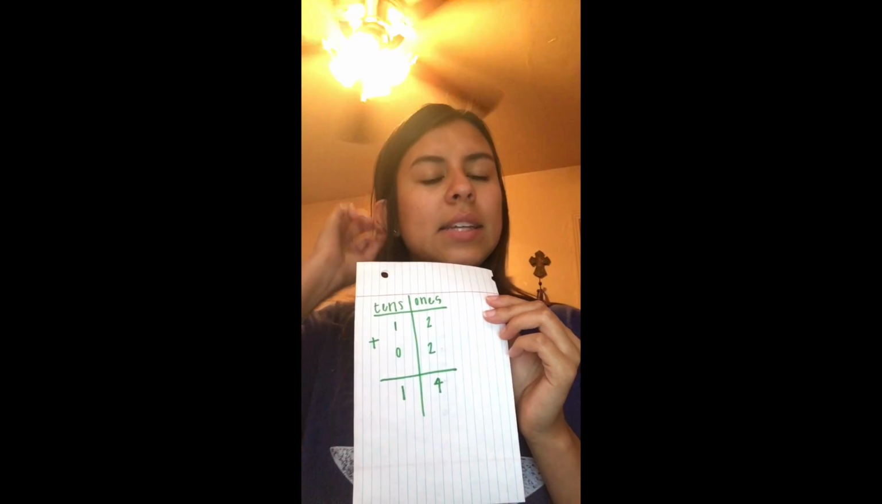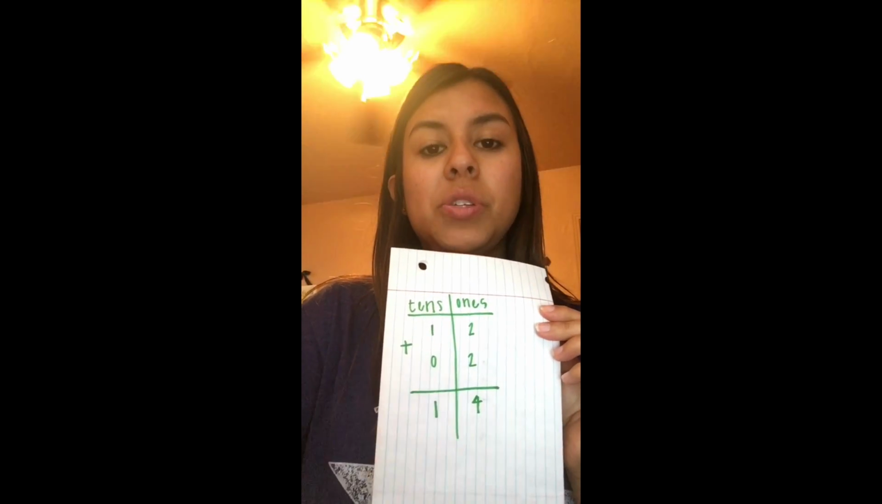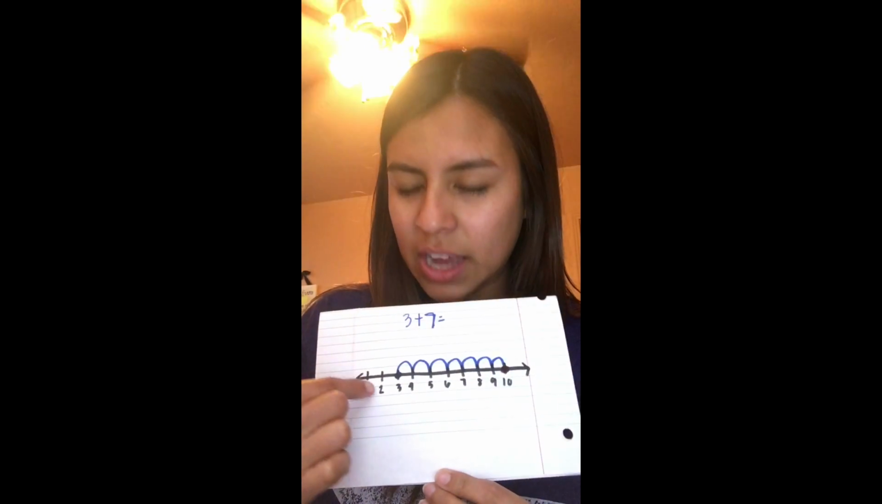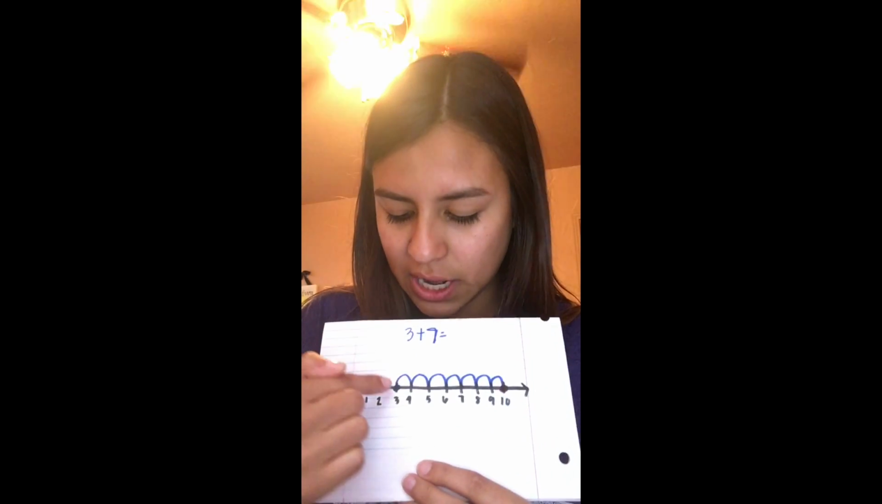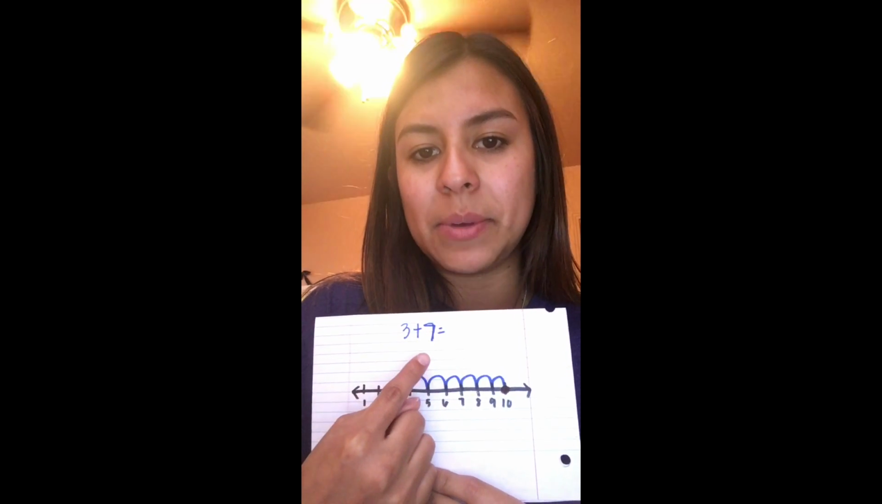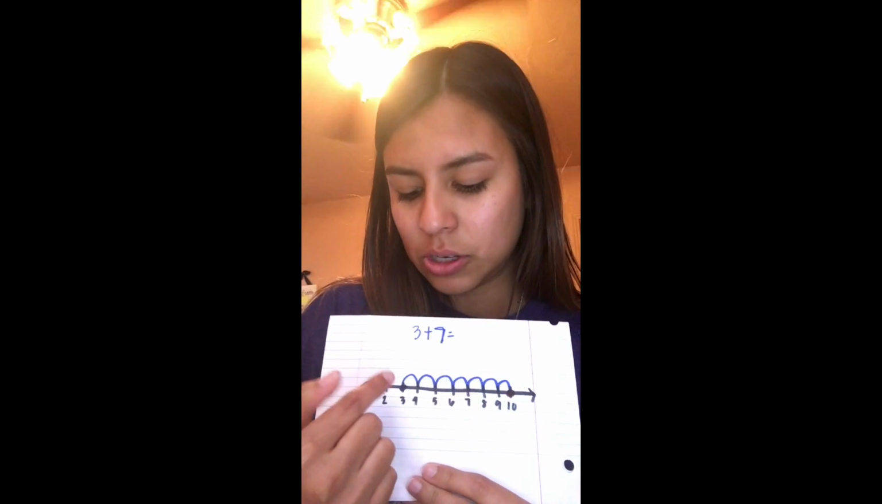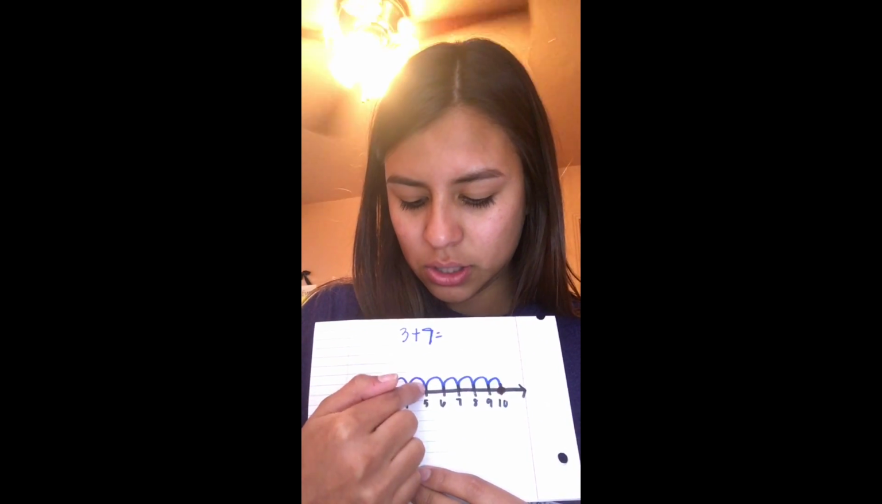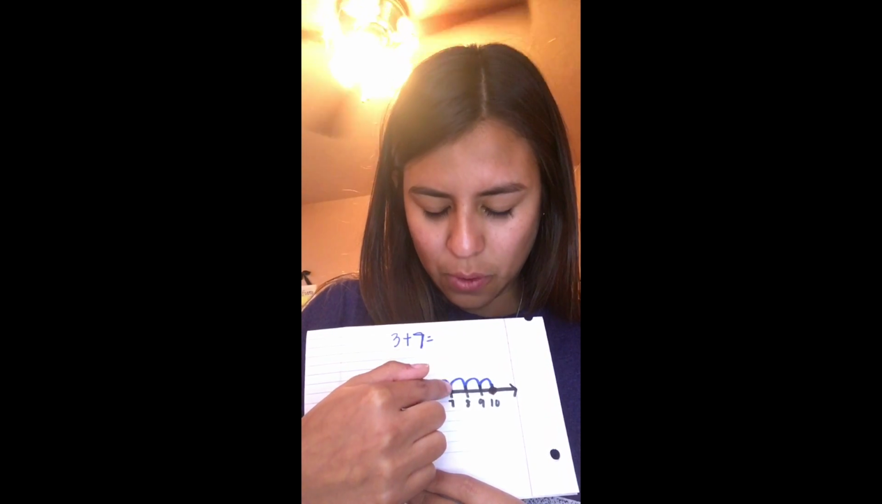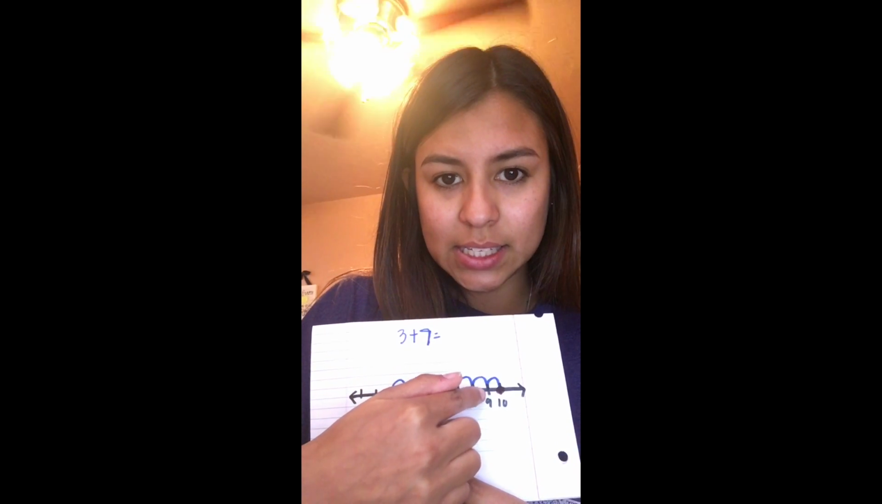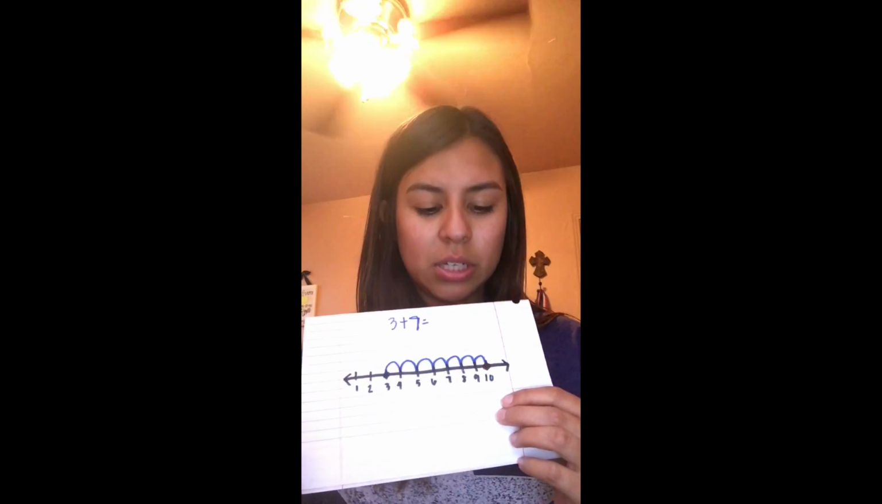So now let's take a look at another problem using our number line. So here I have 3 plus 7 equals. So here I have my number line drawn, and I started here at the 3. So to get to our answer, we are going to jump 7 times. So we would go 1, 2, 3, 4, 5, 6, 7. So here we have 10. That is the number that we stopped on.